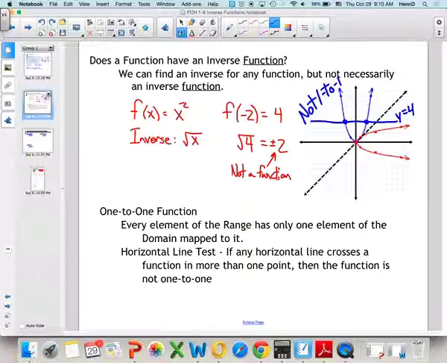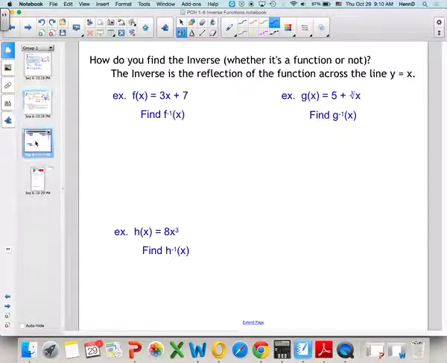So we could say, all right, f of x is x squared, and x is greater than or equal to 0, then that eliminates that second possibility. And that makes it one-to-one. So that would have an inverse, but the original function would not. All right, so let's look at how we would actually find this inverse.